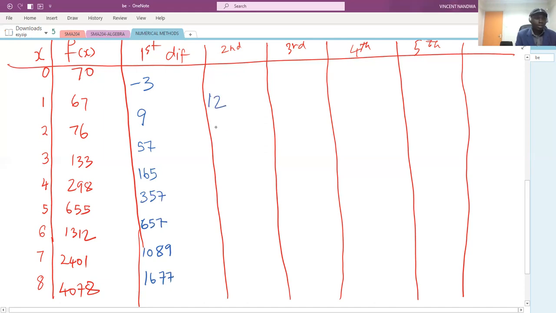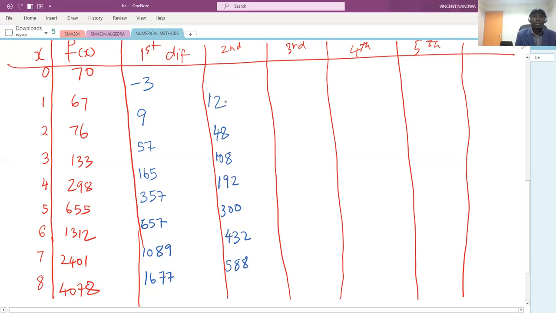Second difference will be now 9 minus -3, you get 12. 57 minus 9, you get 48. 165 minus 57, you get 108. And then the next difference will be 192. Next difference will be 300. Next difference will be 432. Next difference is 588.